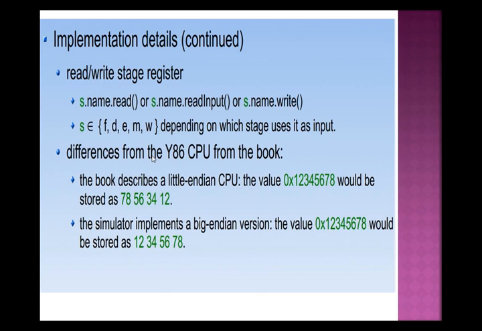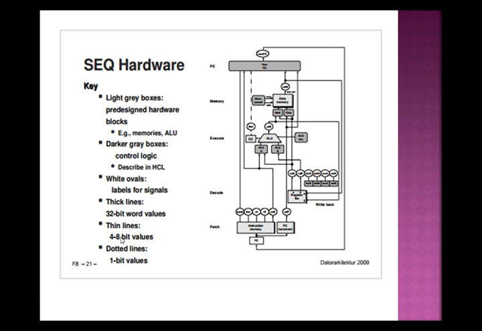Next point says the simulator implements a big endian version, that is, the value 0x12345678 will be stored as written, 12345678. So the book describes the values from right to left, and the simulator defines the value from left to right. So first is the little endian CPU, and the big endian version is used by the simulator.